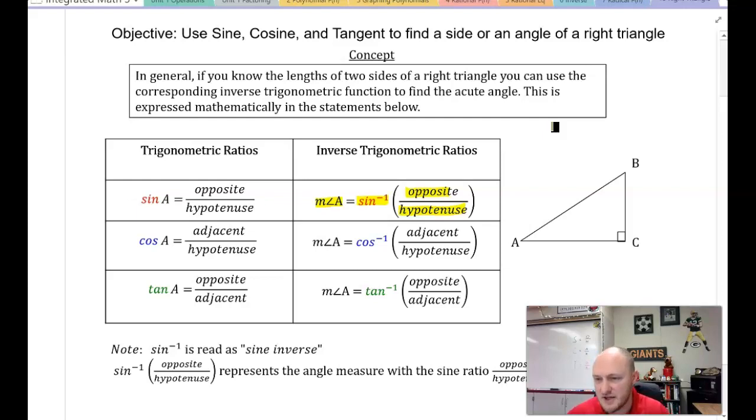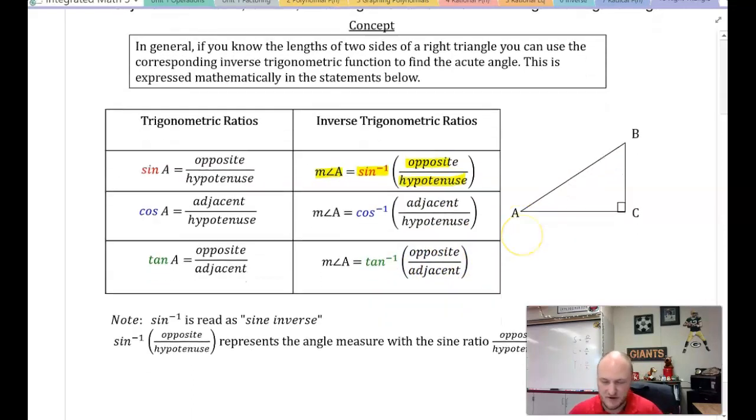And that makes sense. Remember, inverses undo each other, right? So if taking a trig function of an angle tells me the ratio of the sides, then doing the opposite to both sides, sine inverse of this ratio, will tell me the angle. Same for cosine. If I want an angle and I have information about the side adjacent and the hypotenuse, if I take the inverse cosine of that ratio, I will get the angle. And for tangent, I can find the angle if I take tan inverse of the ratio of the side opposite and adjacent. So these are very intuitive.